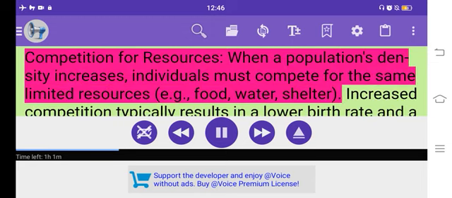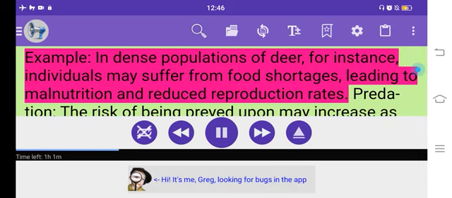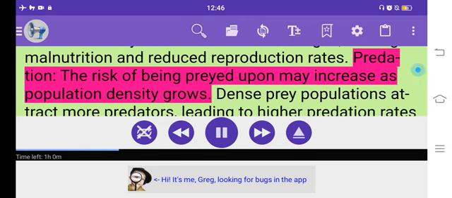Increased competition typically results in a lower birth rate and a higher death rate. Example: in dense populations of deer, for instance, individuals may suffer from food shortages, leading to malnutrition and reduced reproduction rates. Predation. The risk of being preyed upon may increase as population density grows.